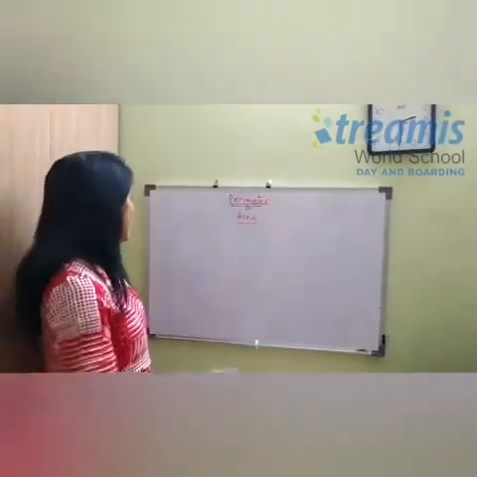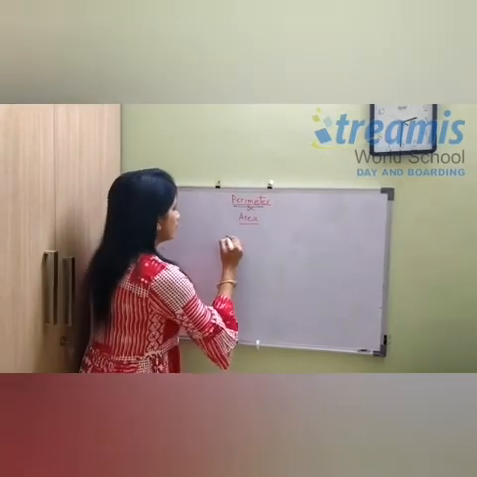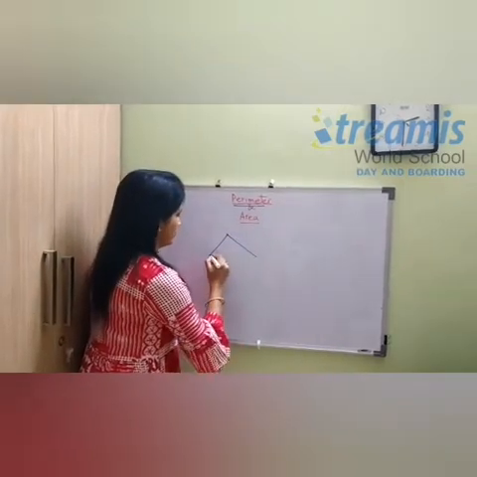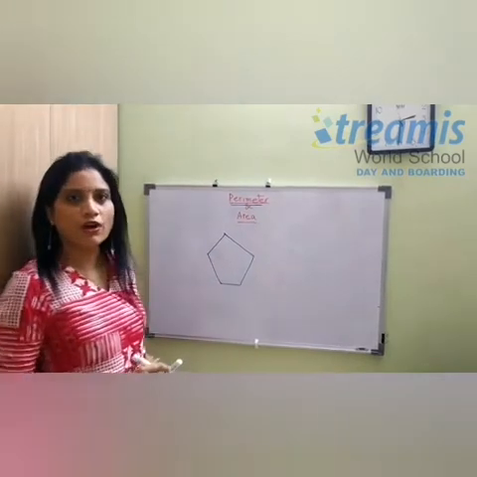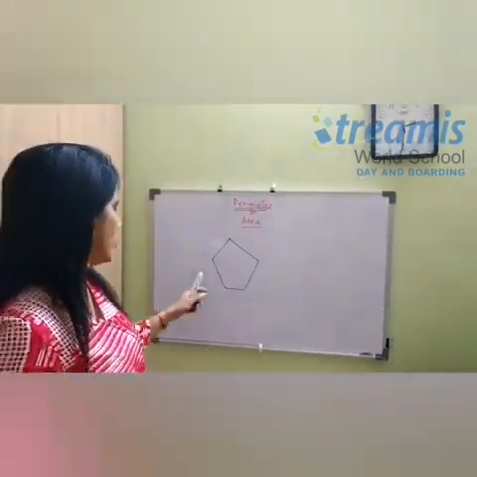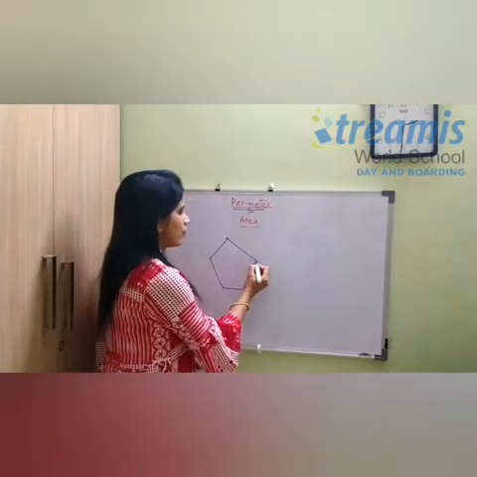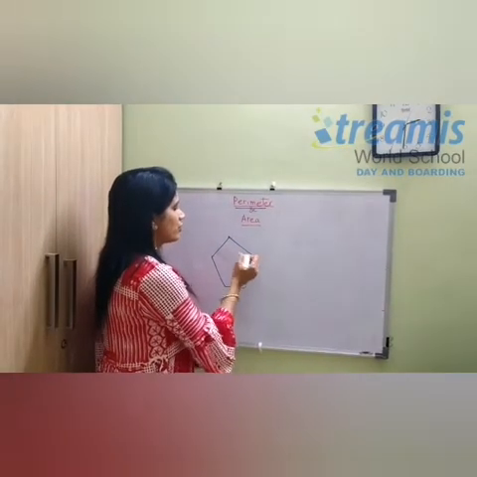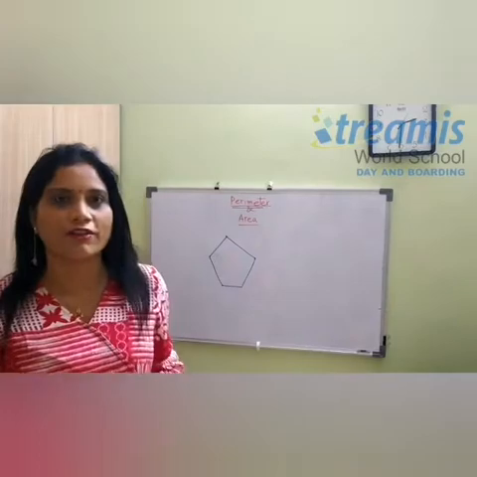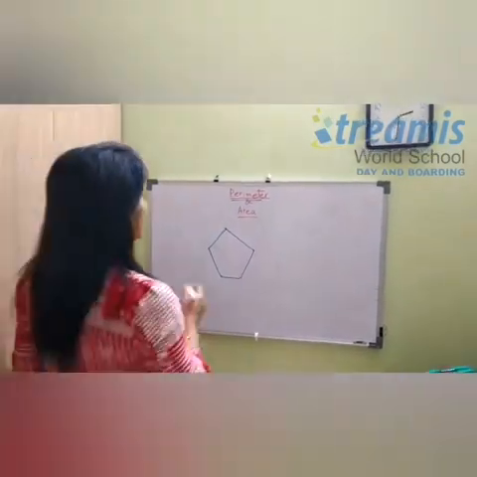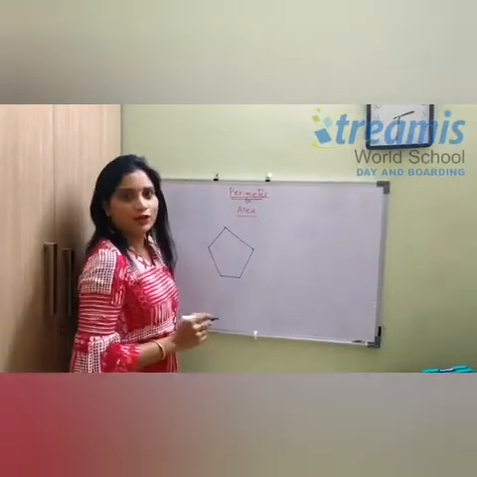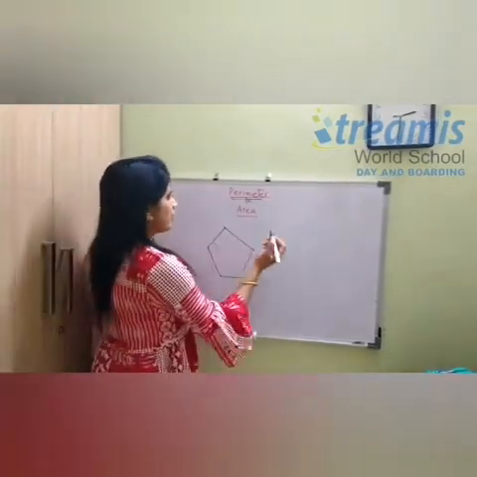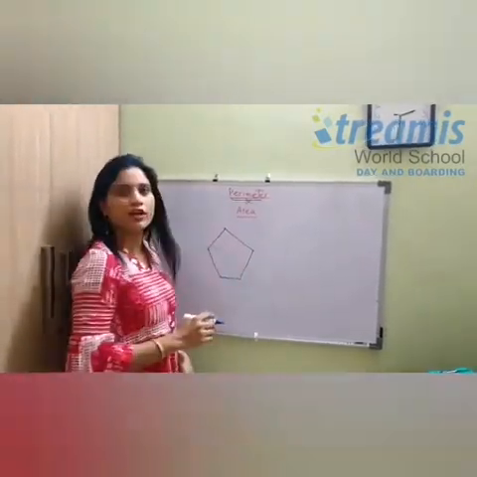I am taking a closed figure here. A figure is called closed when the vertex of a side is attached to the vertex of another side. That is when we call the figure a closed figure. So in this closed figure, which is a pentagon, how do we calculate the perimeter? Perimeter is the total length of a closed figure.